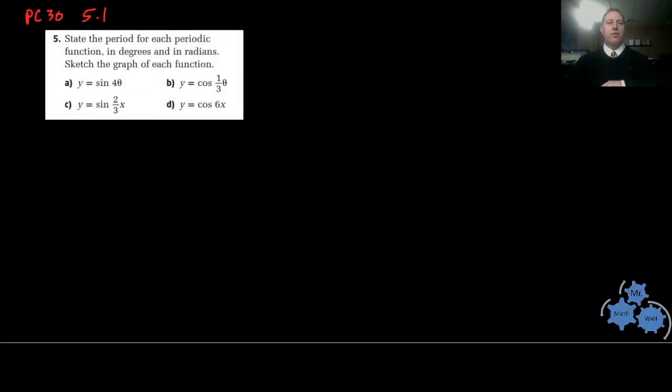All right, so 5.1 number 5 says state the period for each periodic function in degrees and in radians, and then sketch. Okay, so the period. All right, well, what we need to remember is this. The period, or period length, for sine and for cos is going to be 2 pi over the b value. So the b value, if you remember, comes from this.